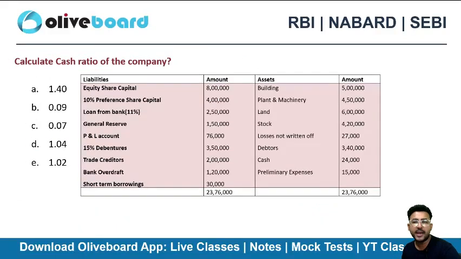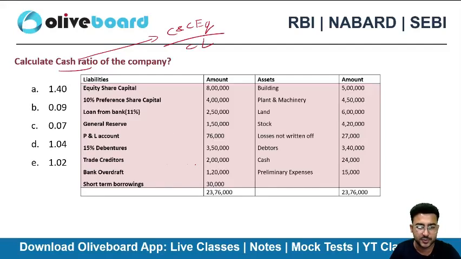Next one. Calculate the cash ratio from the following information. So here we need to calculate the cash ratio, right? Now, what is the formula to calculate the cash ratio? Cash and cash equivalents divided by current liability. So we all know the current liability. This is my current liability, right? 3,50,000 is my current liability.